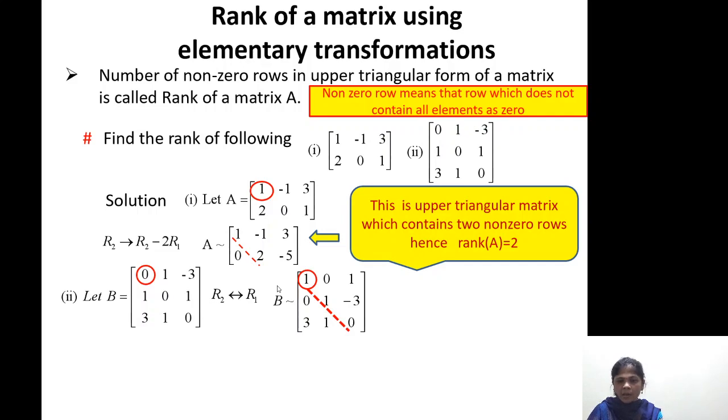So let us make all elements lying below it 0. One element is already 0. I have to just make the 3 zero. So we need to perform the operation R3 minus 3R1. Remember here that the changes will take place in the third row only, whereas the first and second rows remain as they are. Again we'll identify the diagonal elements.